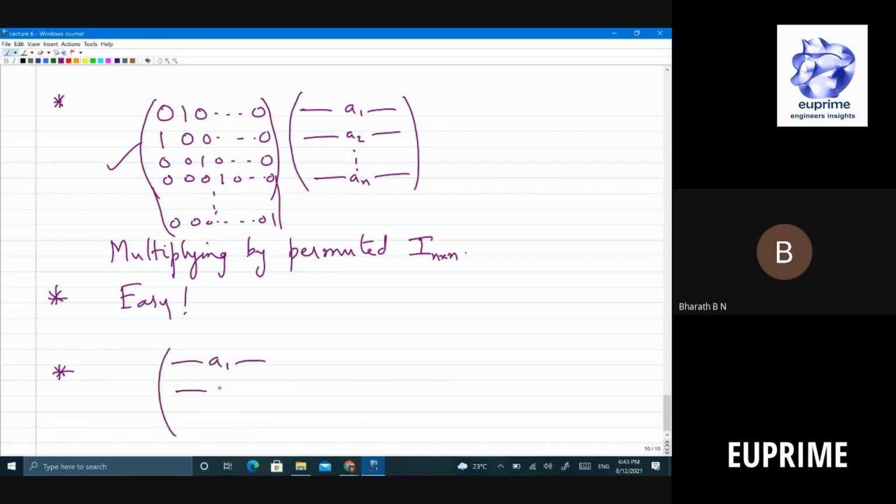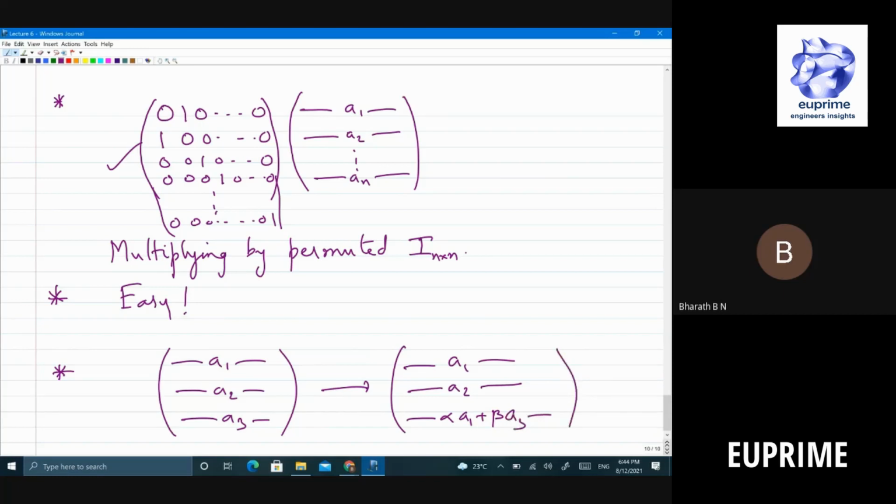Let's say A1, A2, A3. I want to get, for example, A3 as alpha times A1 plus beta times, well, what should I take? I cannot take A2. I should also include this, some constant times this plus some constant. So I cannot exclude A3. If I exclude A3, what will happen? One row is a linear combination of the other two rows, and you are completely changing the property of the matrix. That's not allowed.